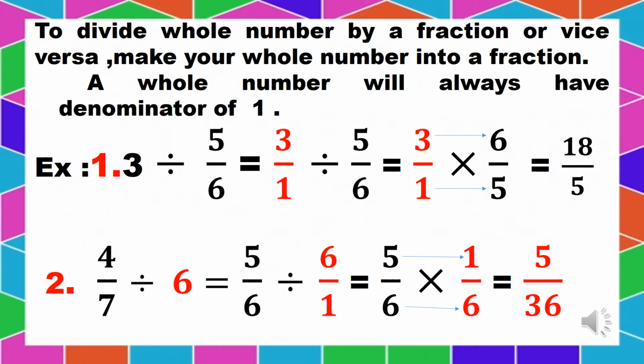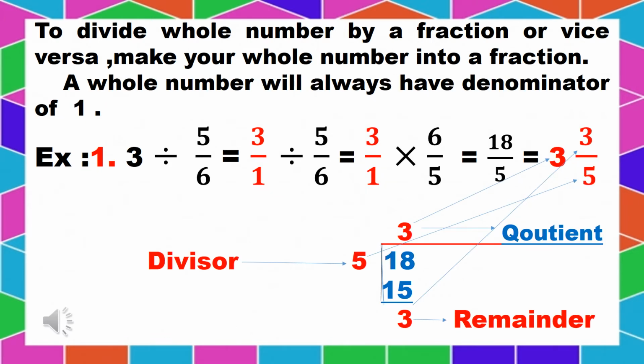Now for the second example, we have to perform multiplication again because we have already inverted the divisor. So the operation becomes multiplication. We multiply 4 times 1, we will get 4, and we also multiply 7 times 6, we'll get 42.